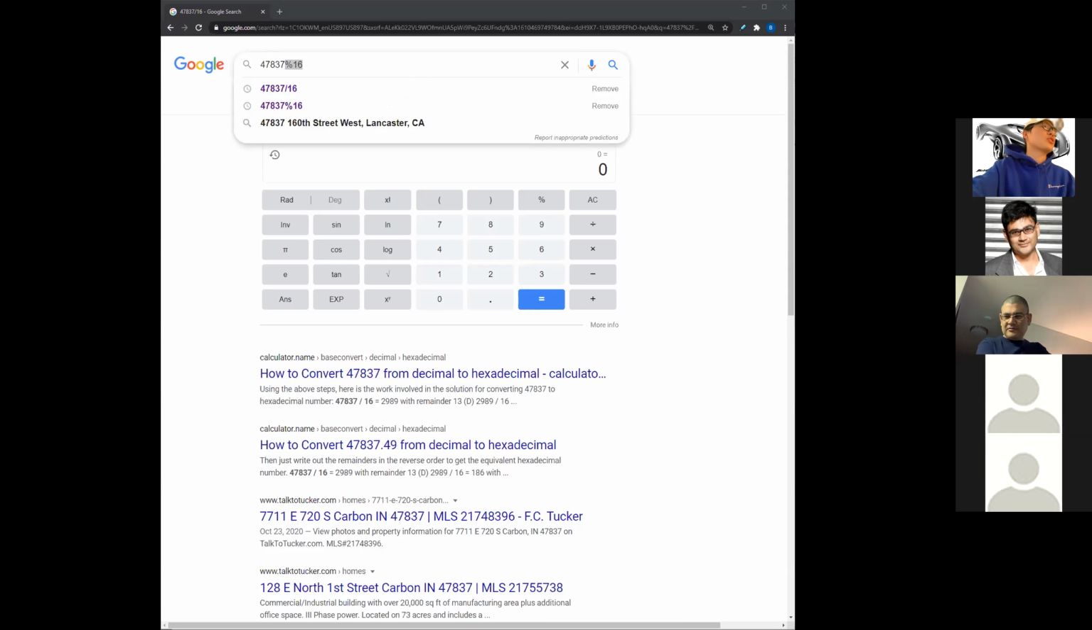I am going to share my screen on the previous one. Okay. I did it. You got remainder 3, remainder 1, then remainder 13.